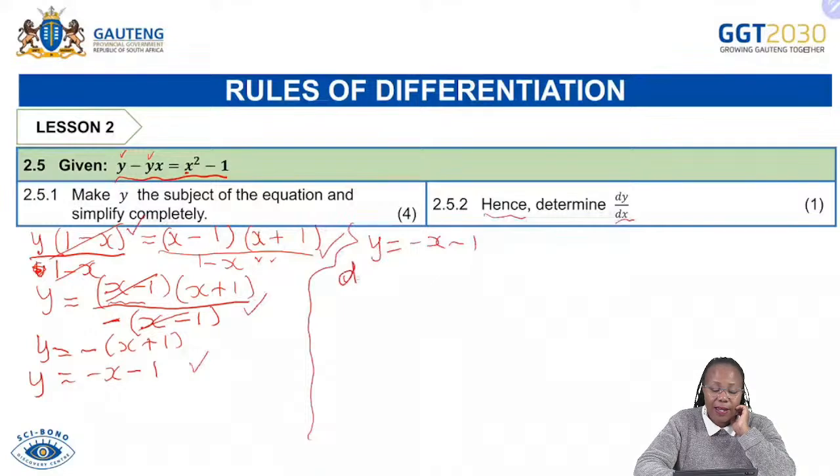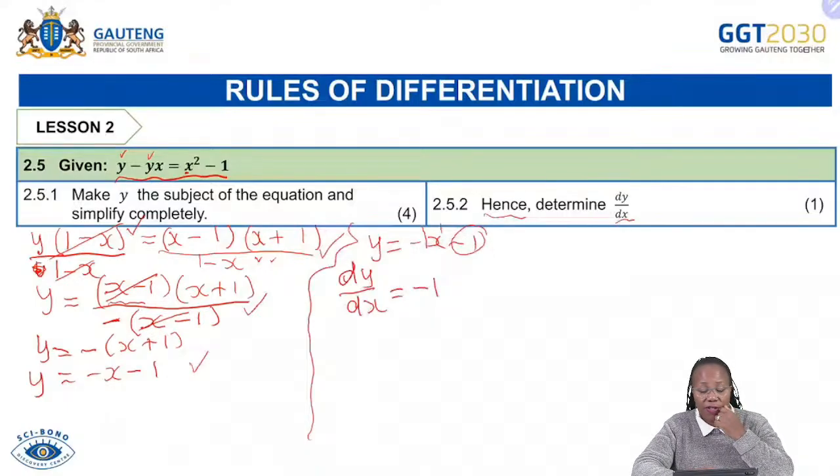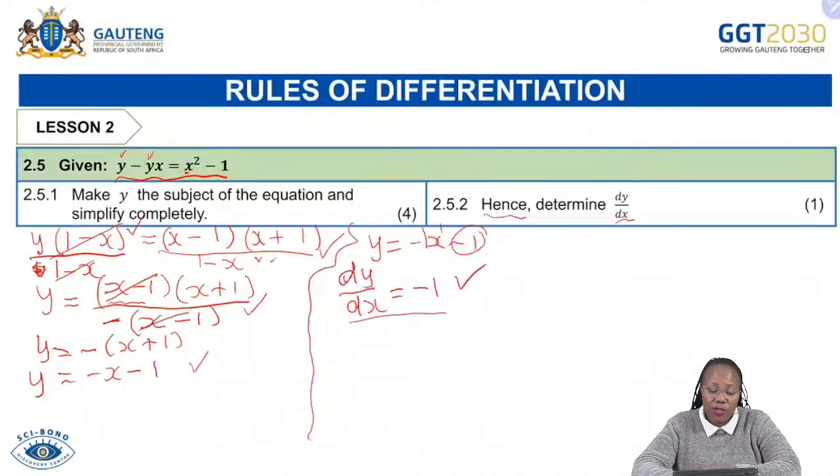So we are deriving y in terms of x, and then this is to the power 1, then you take coefficient minus 1. It's a constant value, then the derivative will be 0. Then that is your answer, grade 12. That is why it is worth 1 mark.